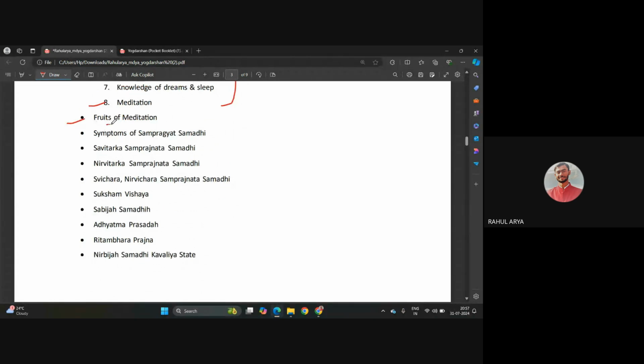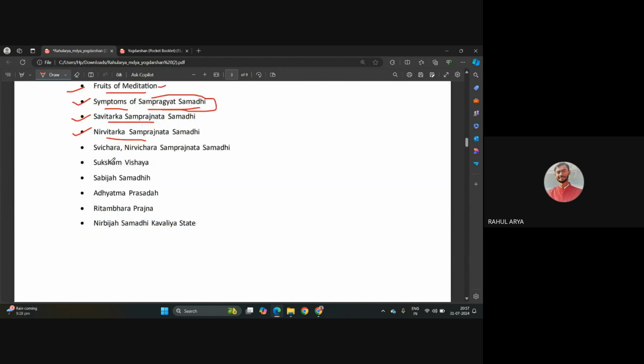The fruits of meditation are mentioned here: Paramanu parama mahattvanto 'sya vashikara. Symptoms of Samprajnata Samadhi are defined here. Savitarka Samprajnata Samadhi definition is here. Nirvitarka Samprajnata Samadhi definition is here. Savichara and Nirvichara Samprajnata Samadhi are here.